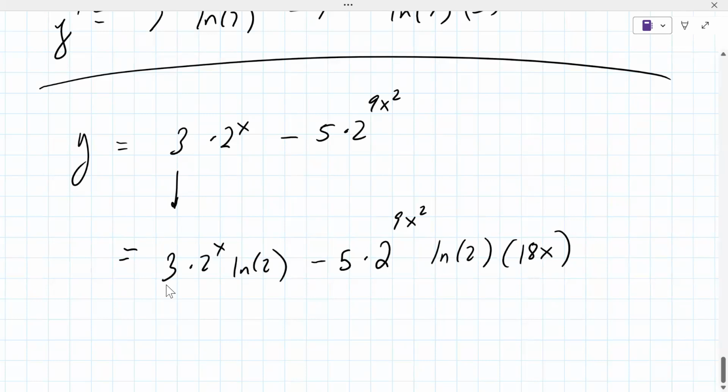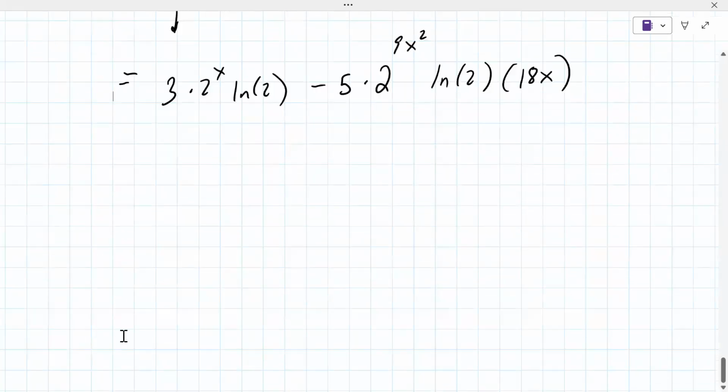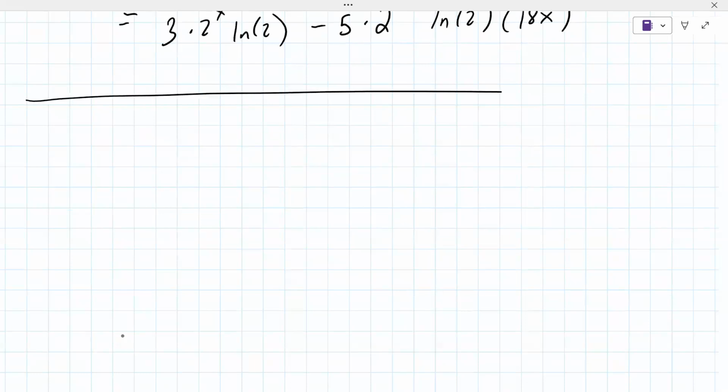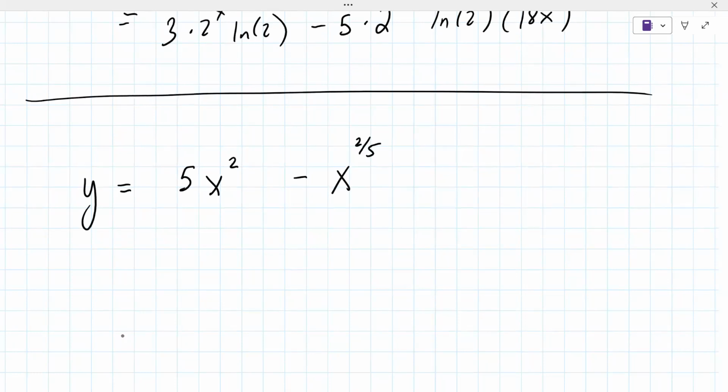Okay, so I really like a problem like the following, just to see if you're comfortable with all this. Let's say it's like 5x squared minus x to the 2/5 plus 5 to the x over 2 minus 2 times 5 to the x.